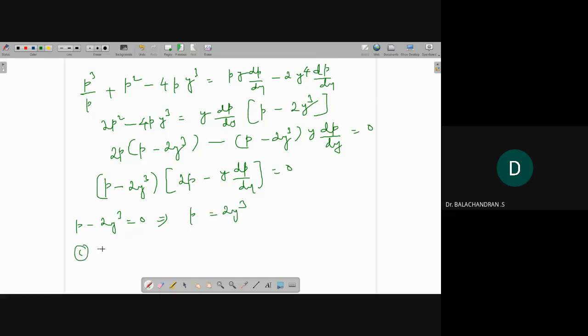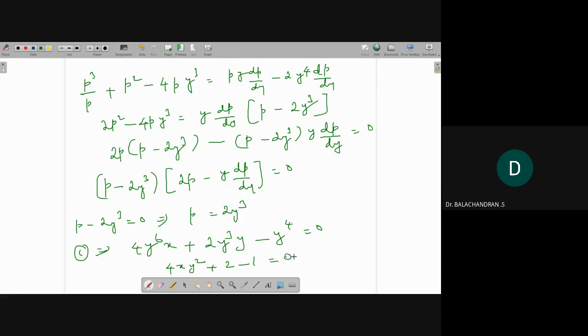Now substitute in 1. What is 1? The given problem. It's p square x plus p... p square is 4y power 6 into x plus p is 2y cube into y minus y power 4 equal to 0. Since y is not equal to 0, we can divide by y power 4. Then we get 4x y square plus 2 minus 1 equal to 0.